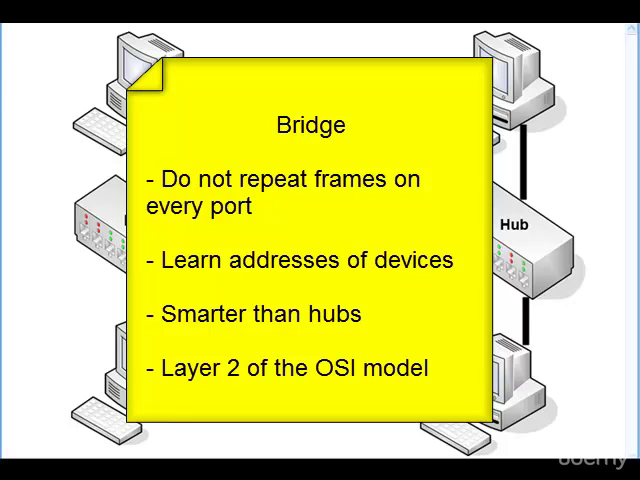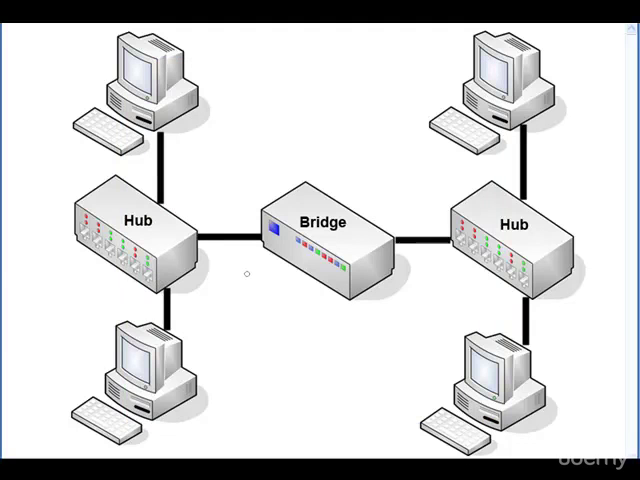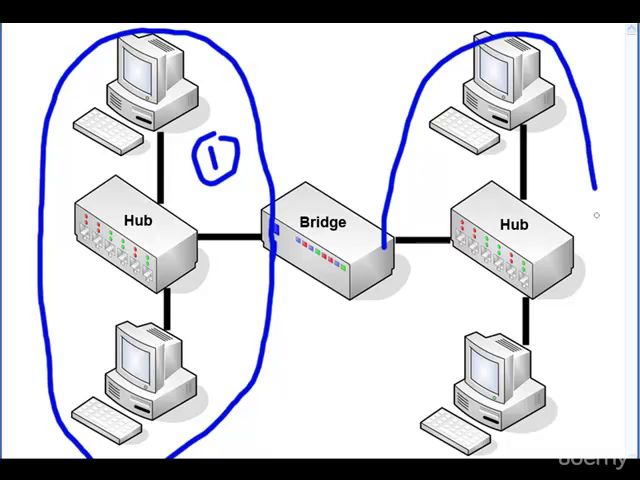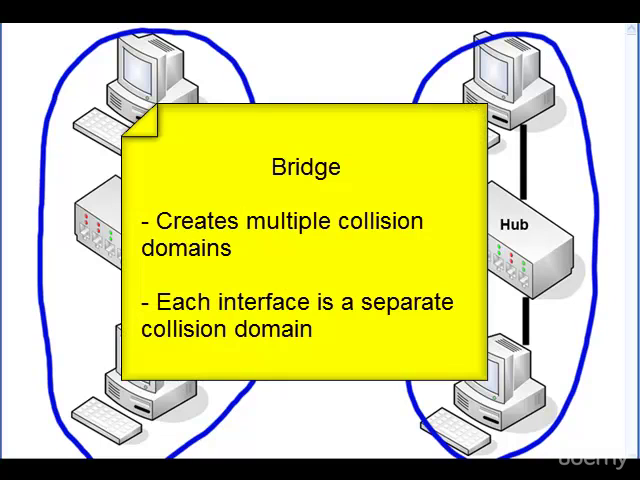Bridges live at OSI model layer 2, whereas hubs are at layer 1. And so with that in mind, we know that a bridge creates multiple collision domains. So every interface connected to a bridge is a separate collision domain. So that's one collision domain, and then this interface is a separate collision domain, and so we'll just call that number 2. So a bridge creates multiple collision domains, and every interface on a bridge is a separate collision domain.